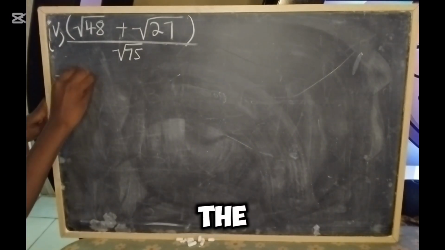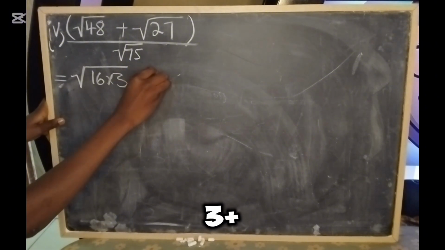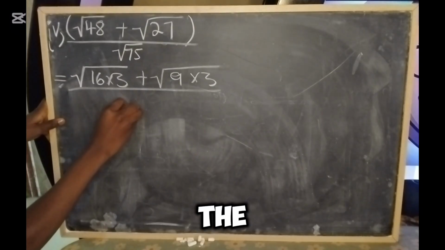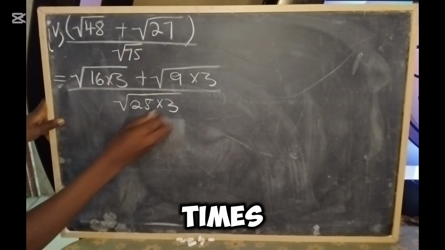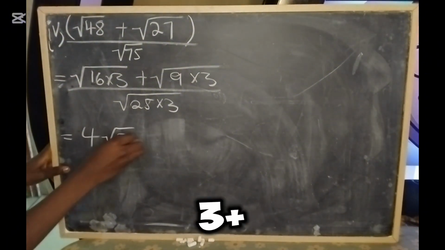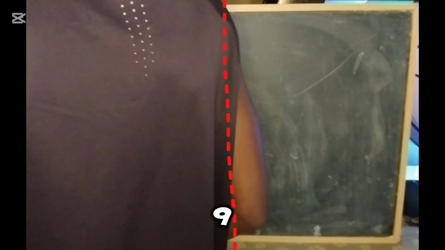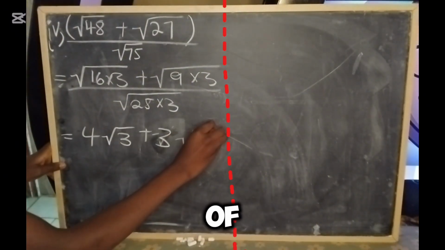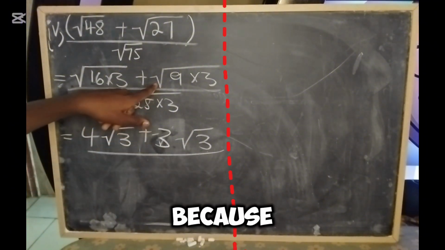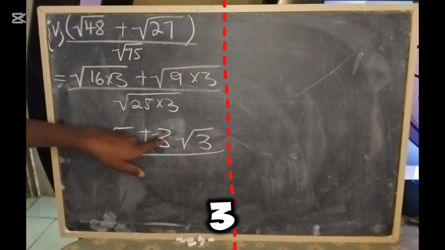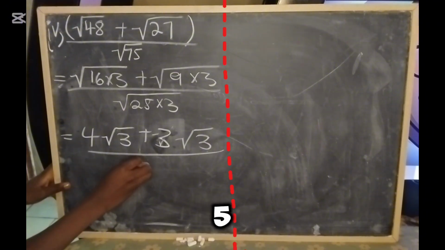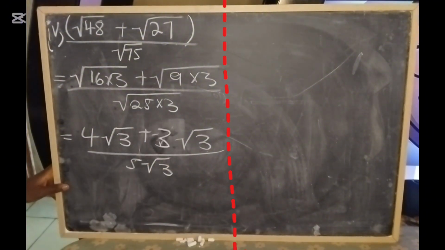That means it's the square root of 16 times 3 plus the square root of 27, which is 9 times 3, all divided by the square root of 25 times 3. The square root of 16 is 4, times the square root of 3, plus the square root of 9 is 3. Then the square root of 3. Why did we write 3 the square root of 3? We wrote 3 the square root of 3 because the square root of 9 is 3 and the square root of 3 doesn't give you a whole number, so you just write the square root of 3. Then the square root of 25 is 5, times the square root of 3. Then now you see.